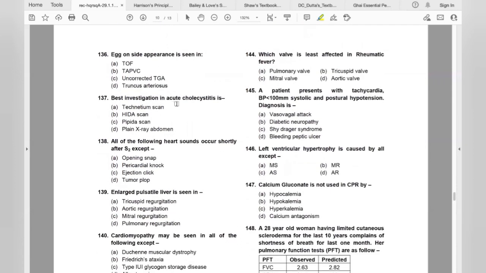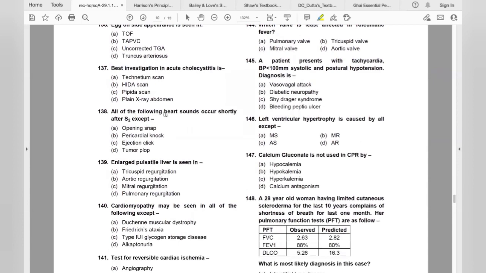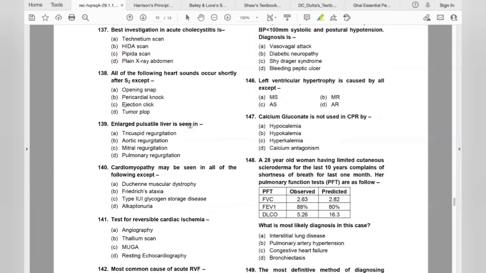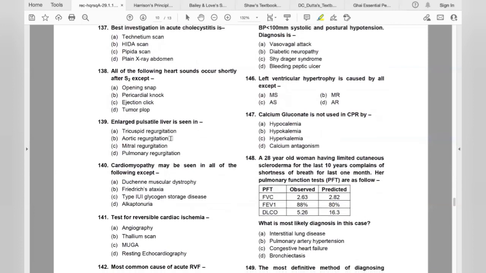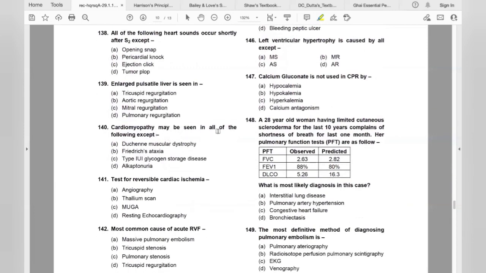So best investigation in acute cholecystitis is HIDA scan. So which of the following heart sounds occur shortly after S2? Except ejection click. Enlarged pulsatile liver is seen in tricuspid regurgitation. Cardiomyopathy may be seen in all of the following except alkaptonuria.